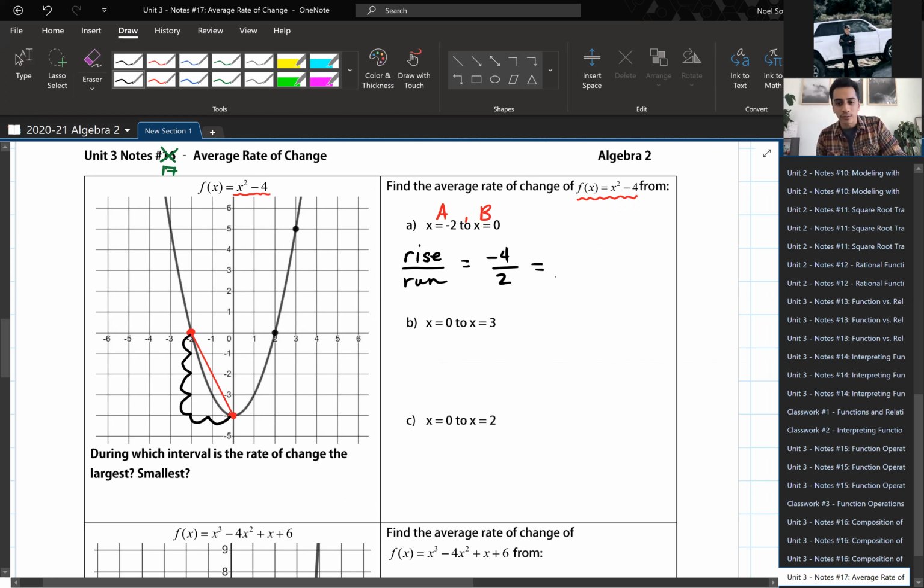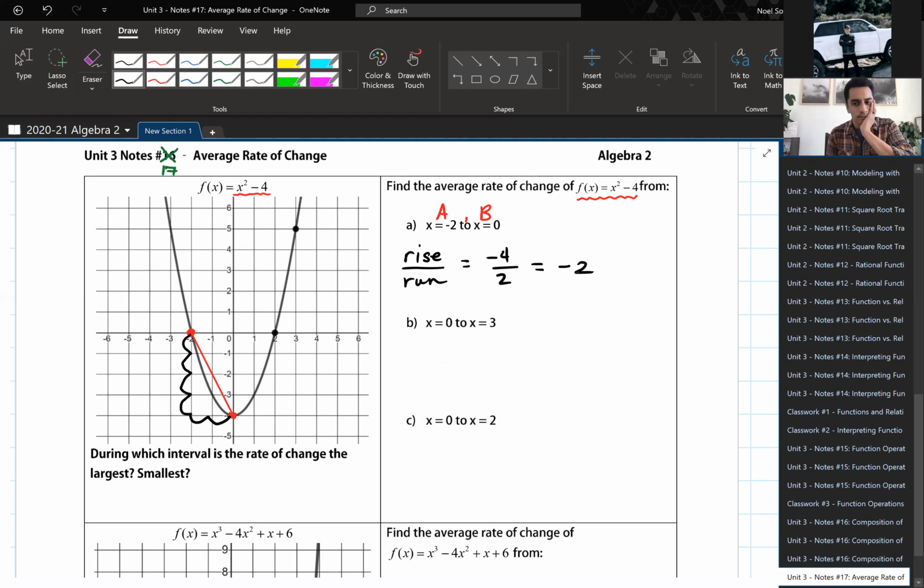So what's the average rate of change? It's -2. So what does that indicate? If a slope is -2, yeah, average rate of change is -2. What else does it indicate?